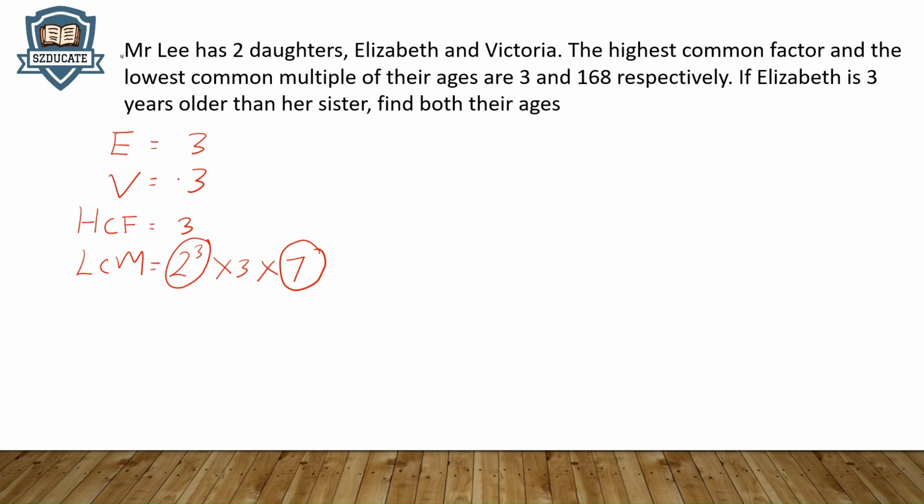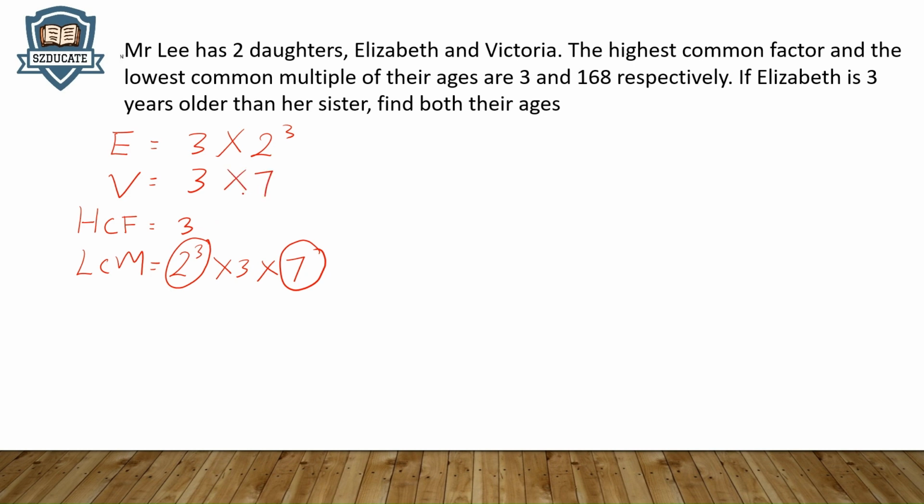Both of them cannot have 2. One of them must have 2 to the power of 3, and the other one cannot have 2. If Elizabeth has 2 cubed and V has any 2, what's going to happen? The highest common factor will not be 3 anymore, there will be a 2 inside. So one of the parties cannot have 2 if the other one already has 2. And thus in this case, 2 cubed must belong to one and 7 belongs to the other.